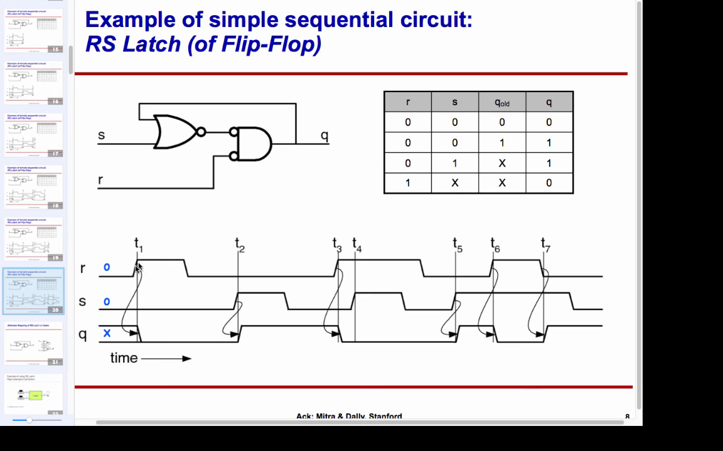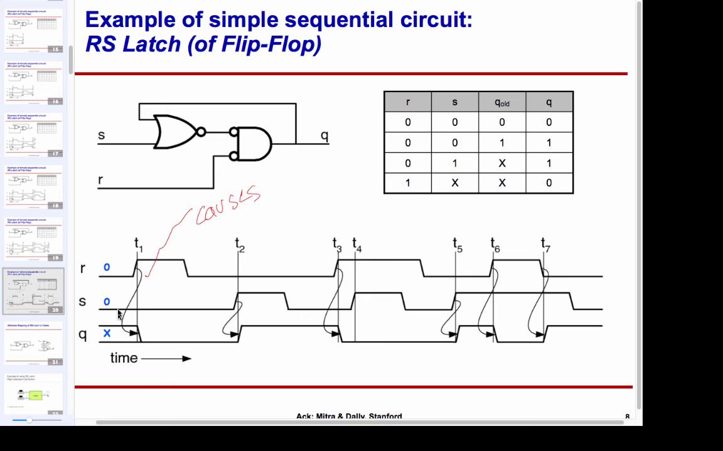Like at time t1, R goes from 0 to 1. At time t3, again R goes from 0 to 1, and so forth. These arrows that you are seeing, from an edge to this other edge, are a notation used to mean causes. This is basically saying R going from 0 to 1 causes Q to go down to 0. Another thing you would see is that I have written the early part of Q as X. This basically means I don't know what Q is. It could be 0, could be 1, I don't care.